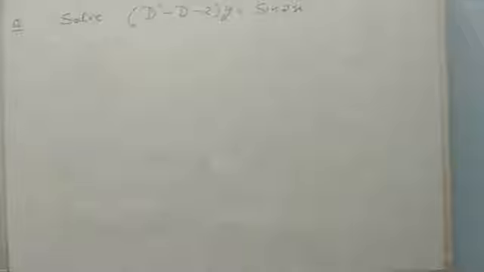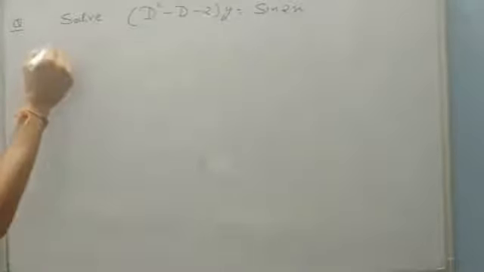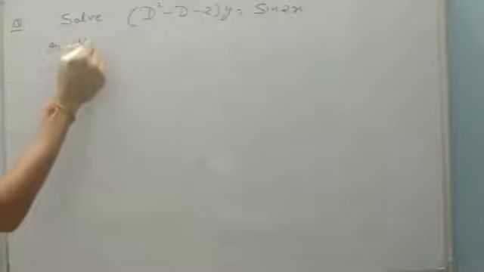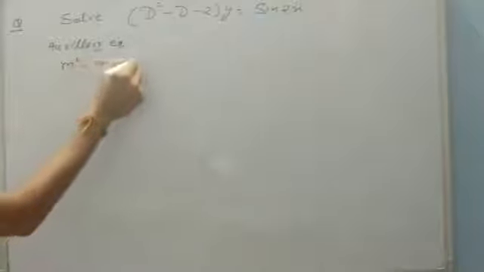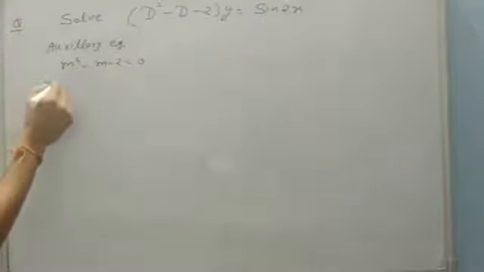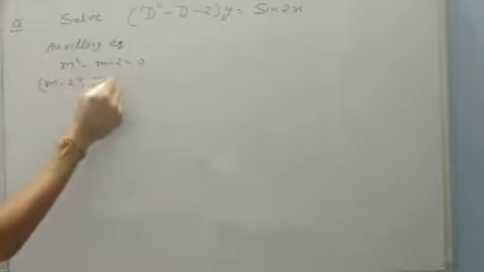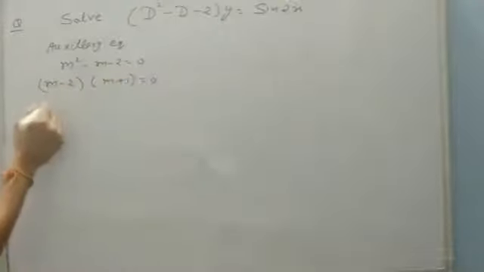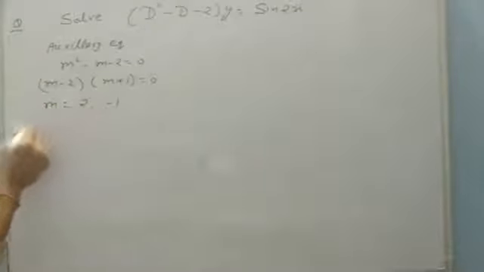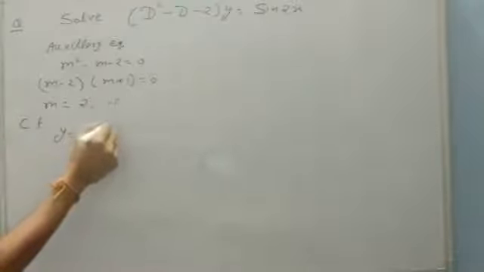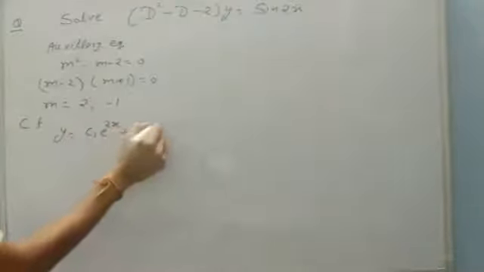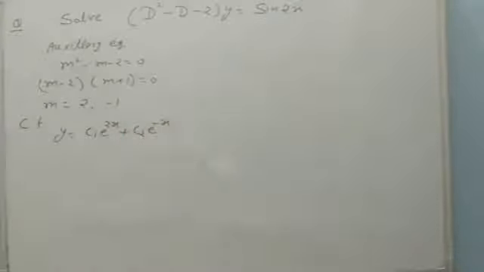Now there is an example for case number 2. First of all we will find the auxiliary equation. So the auxiliary equation is m square minus m minus 2 equals 0. By factorizing, I will get (m minus 2)(m plus 1) equals 0. I can say m equals 2 and minus 1. Therefore, the complementary function is y equals c1 e to the power 2x plus c2 e to the power minus x.